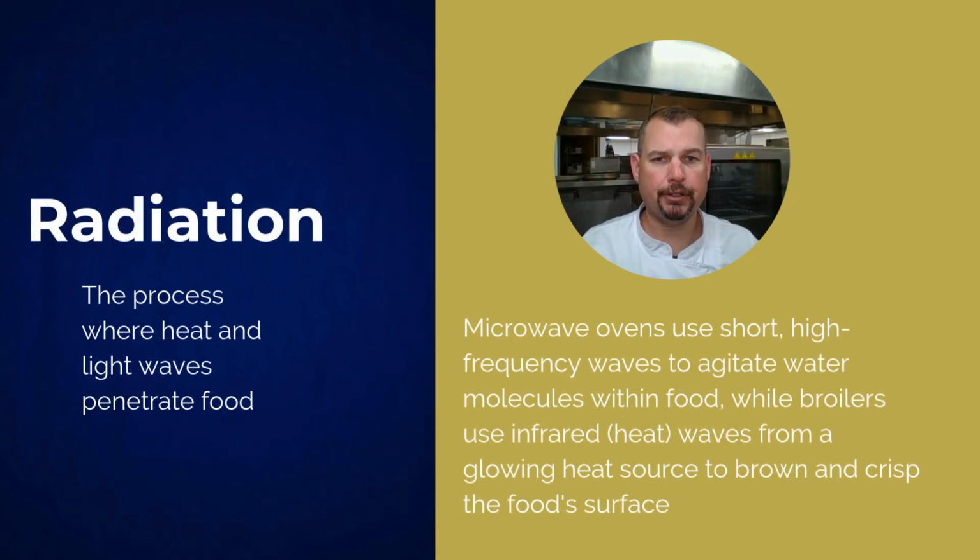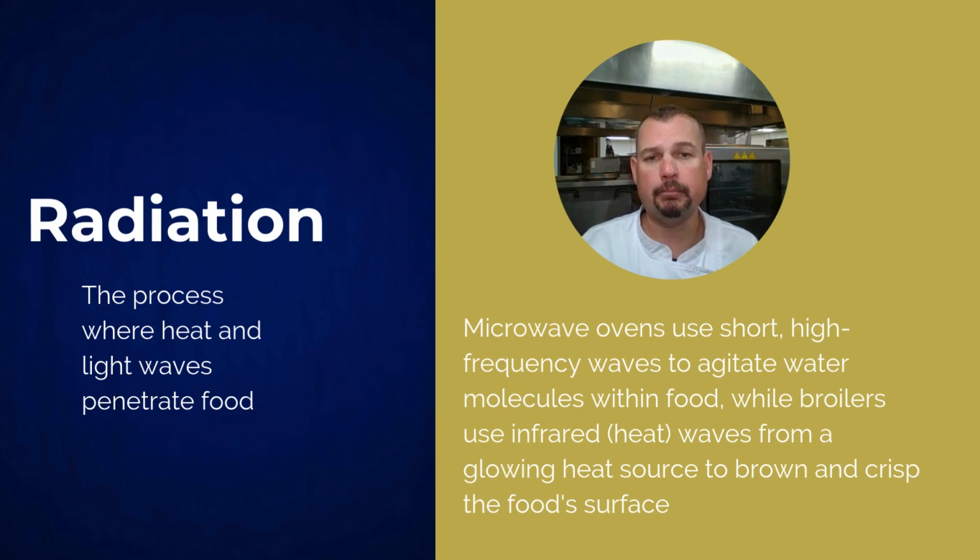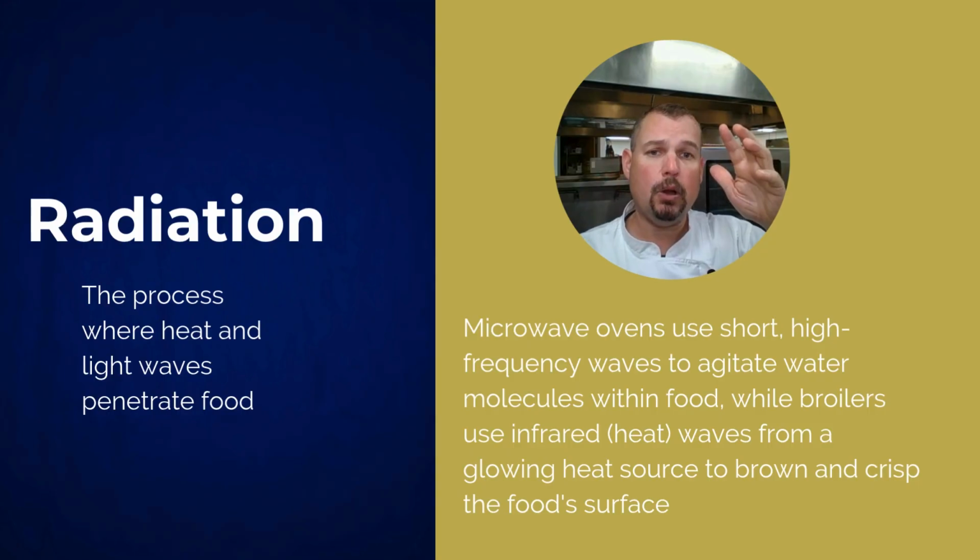Moving on to radiation. Radiation is the process where heat and light waves penetrate the food. So a microwave oven uses short, high-frequency waves to help excite the molecules, and that's what will cook the food from the inside. Another example is a broiler. So when you use a broiler, the infrared heat makes your food crispy, except the microwave. I hate the microwave. Let's not use that. I gave an example of the grill before, where I put the steak on the grill. Well, the grill grates cooking the food is an example of conduction, but the heat source radiating from below the grill grates, that is an example of radiation.